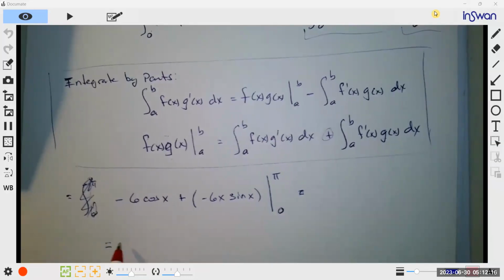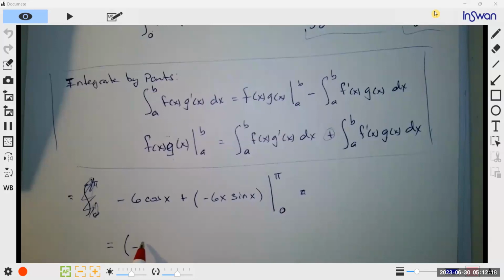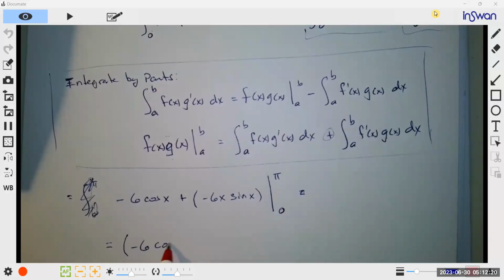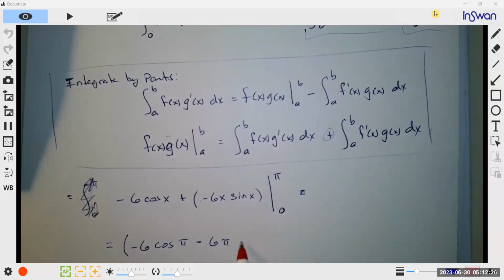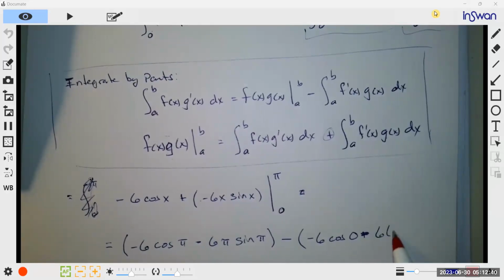So at pi, we have negative 6 cosine pi minus 6 pi sine pi, minus negative 6 cosine of 0 minus 6 times 0 sine of 0.